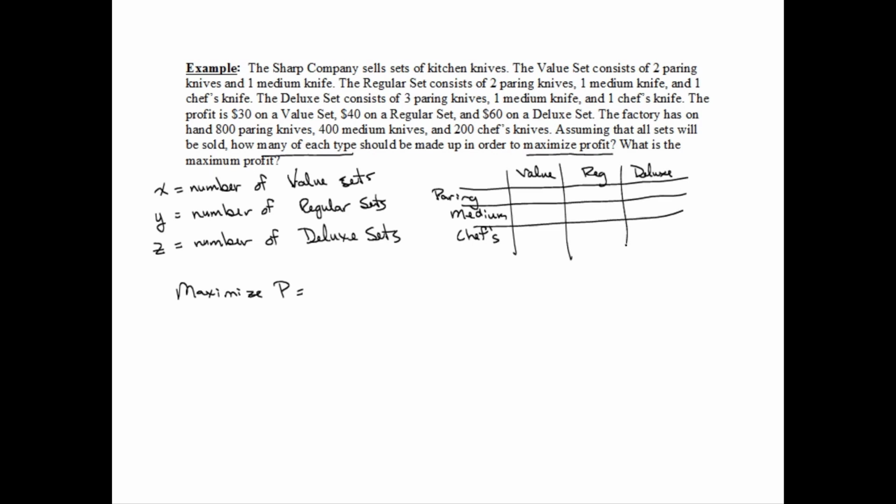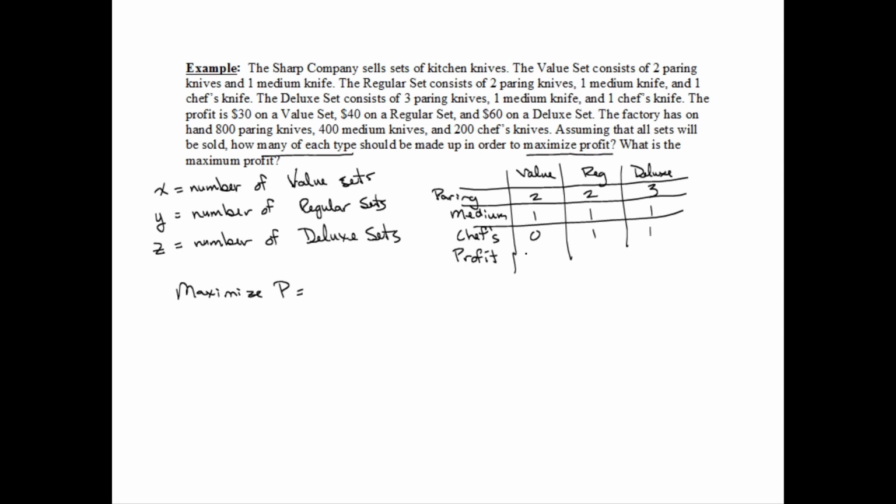It sometimes helps to do that just to summarize the information and get it into a more compact form. Value knife, we have 2 paring and a medium, and no chef's knives. The regular, we have 2 paring, a medium, and a chef's knife. And the deluxe, we have 3 paring, a medium, and a chef's. And then we also have some profit for each of these.